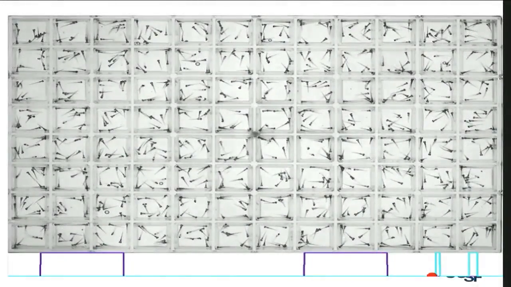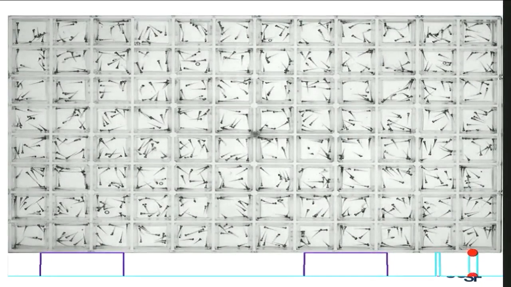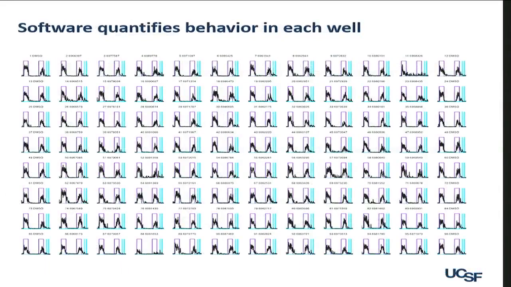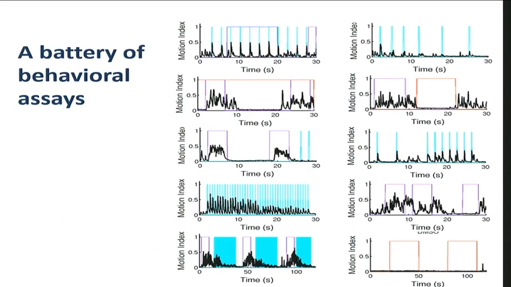We look for these robust and reproducible patterns of behavior that we can assay in 96-well format in a way that scales really nicely. We can routinely, with one machine, look at 2,000 compounds a day or 20,000 fish per day, any gene or compound that we're interested in. So we've developed some software that will quantify the patterns of behavior that we see in each well. And we don't just look at one behavioral assay, but a whole battery of behavioral assays to get a high-resolution profile of how zebrafish respond to different stimuli, different compounds, and different genes.